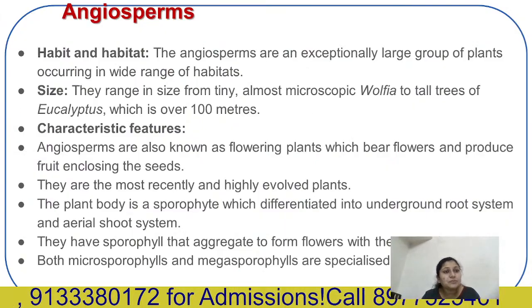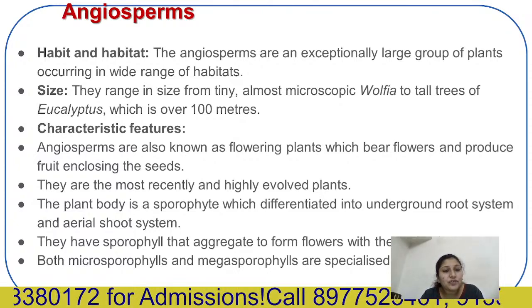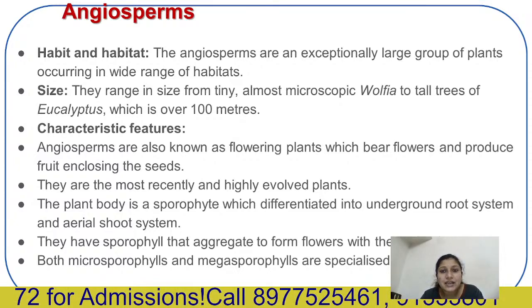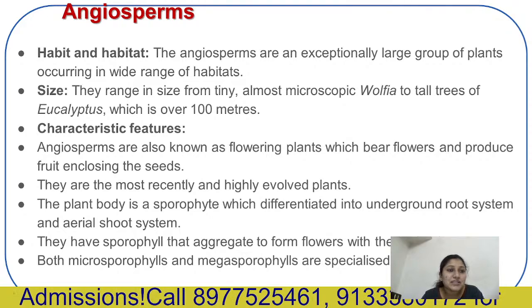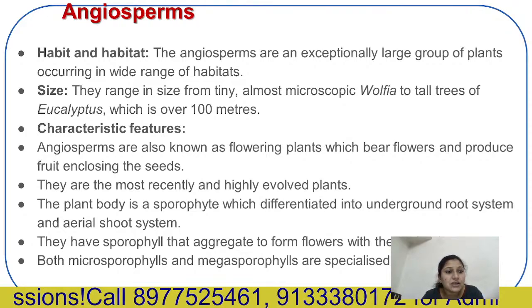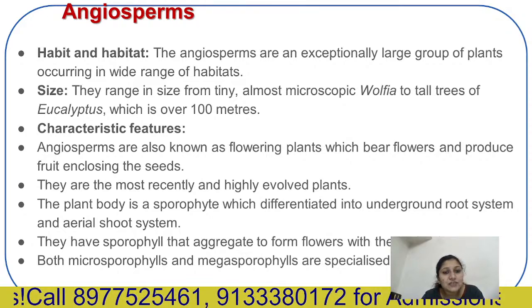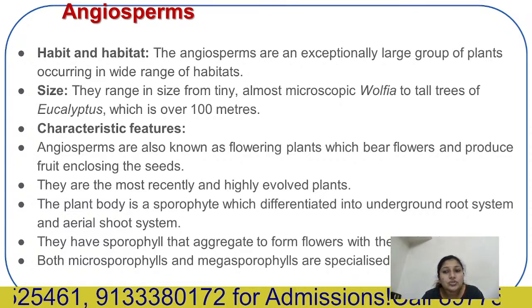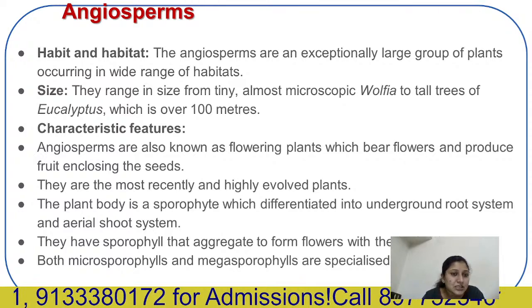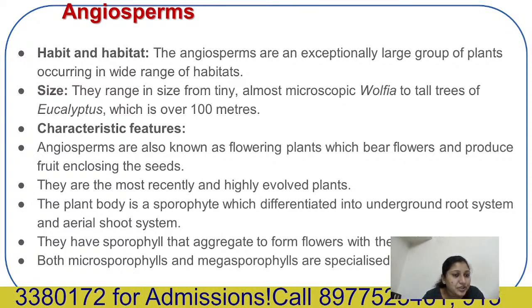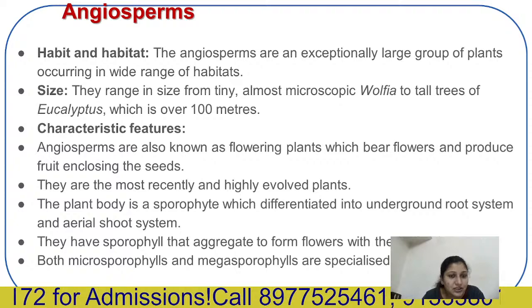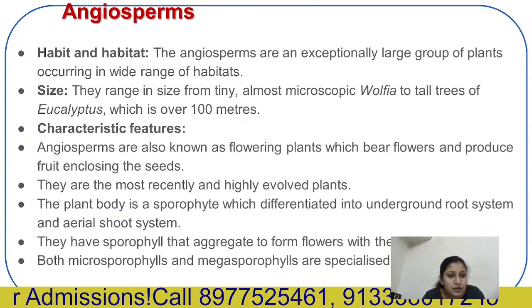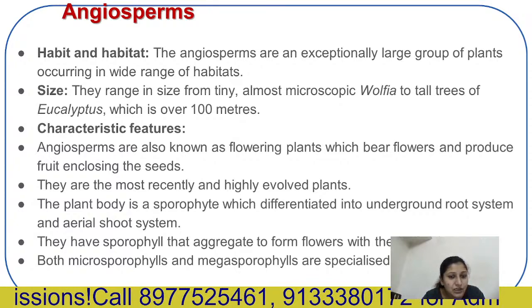Next, angiosperms. Habit and habitat of angiosperms. The angiosperms are an exceptionally large group of plants occurring in a wide range of habitats. In size, they range from the tiny, almost microscopic Wolffia to tall trees of Eucalyptus, which are over 100 meters. Characteristic feature: they are flower-bearing plants, the most recently and highly evolved.